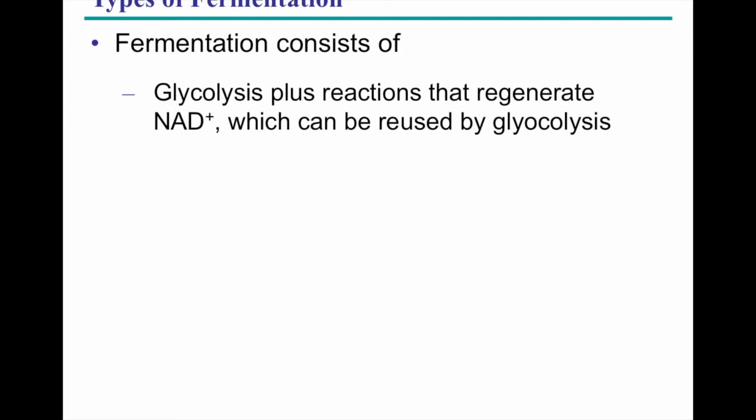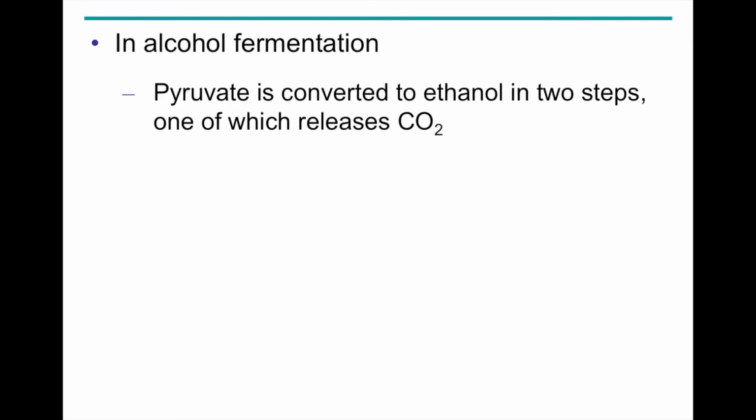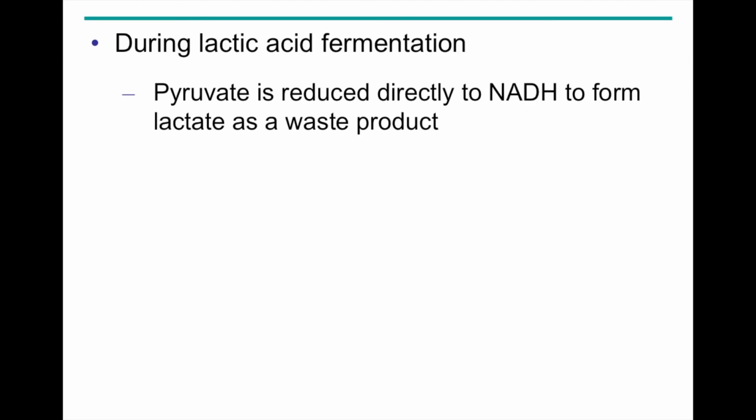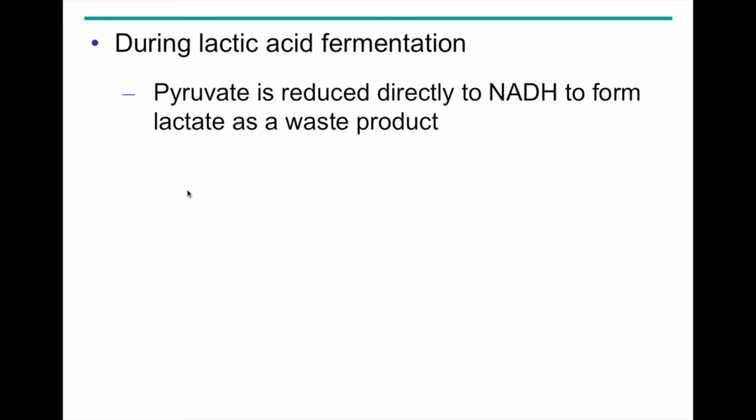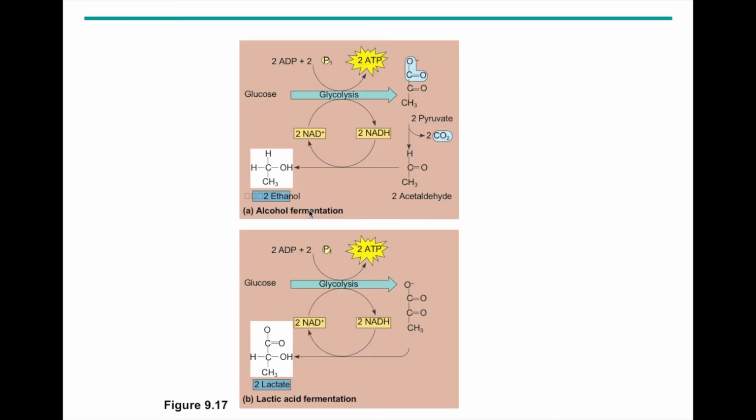Fermentation consists of glycolysis and then reactions that regenerate NAD+, which can be reused for glycolysis. In alcohol fermentation, pyruvate is converted into ethanol in two steps, which releases carbon dioxide. So pyruvate, remember, in aerobic conditions, was converted into acetyl-CoA. Right now we're looking at different types of fermentation. In lactic acid fermentation, pyruvate is reduced directly to NADH to form lactate as a waste product.